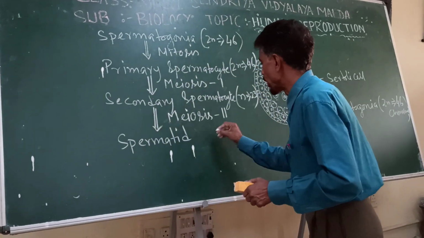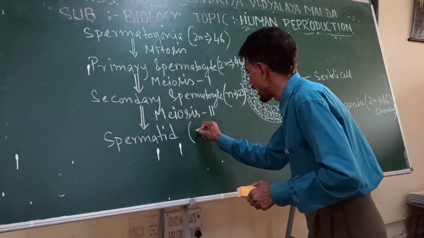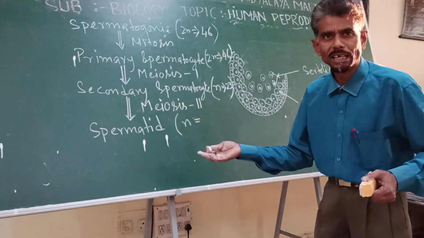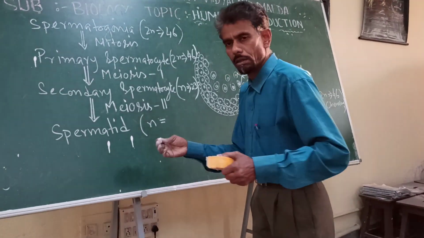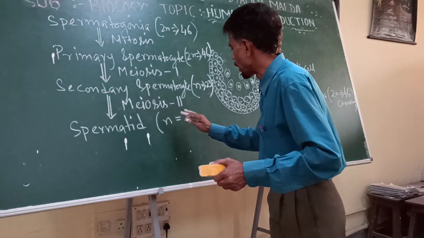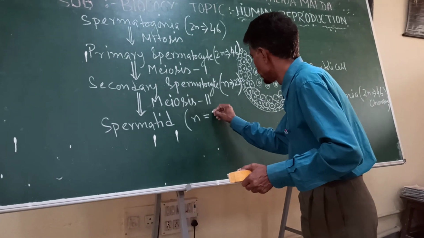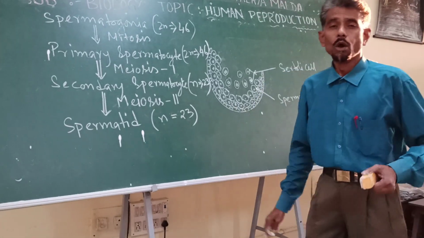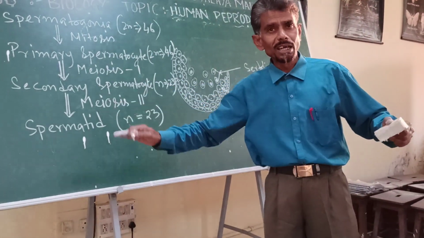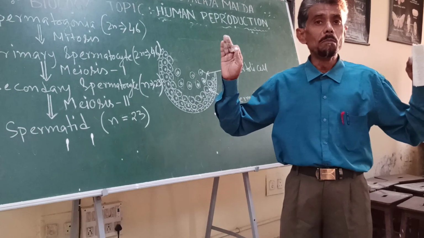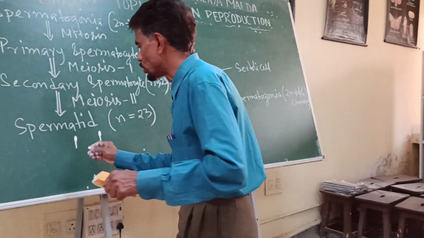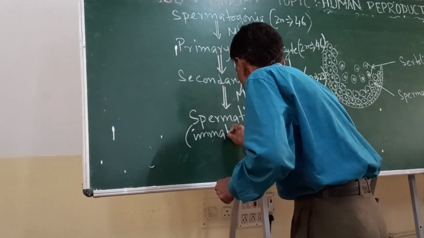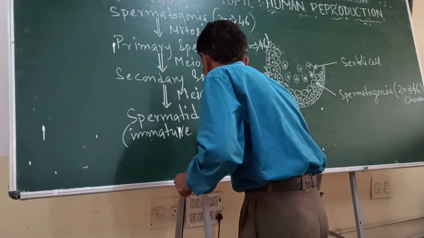Spermatid. So what will be the ploidy of spermatid? Again n, because the second meiotic division is just like mitosis. The number of chromosomes again remains the same, that is 23. Ploidy n, chromosome number 23. What is this spermatid? Spermatid is actually an immature sperm, otherwise called immature sperm.